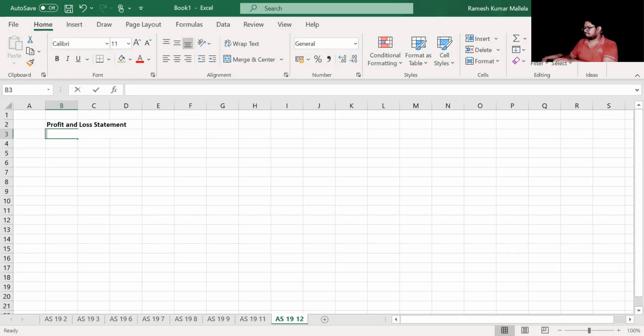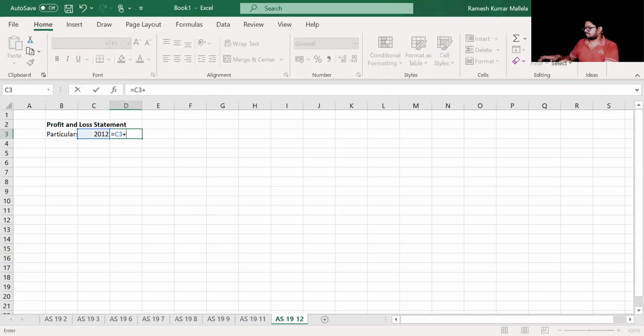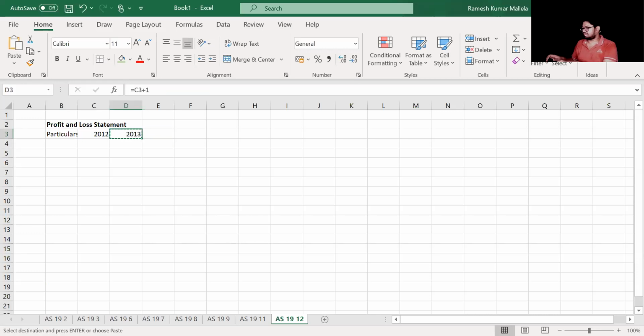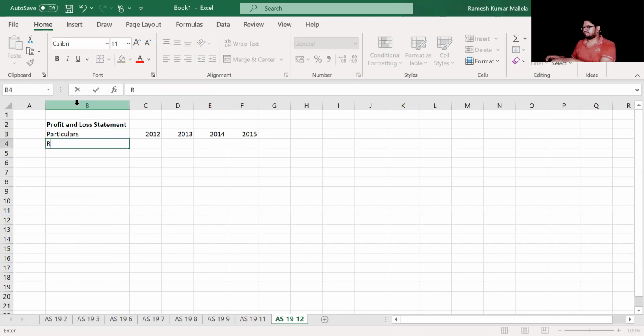Okay. Particulars and years. So from 2012 we are starting. So 2012, 13, 14, 15, 16. Okay, I think it's only 4 years. Yeah, 4 years, 2015 ends. Okay. So initially start with revenue.